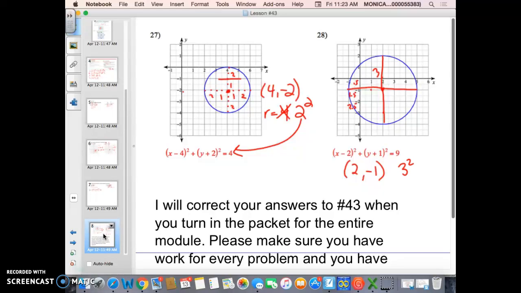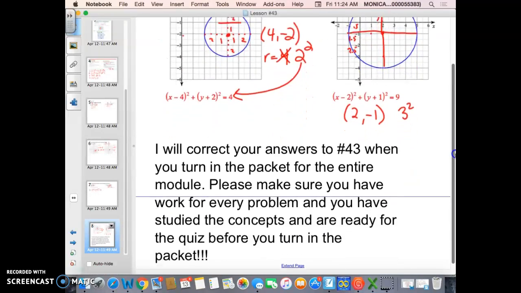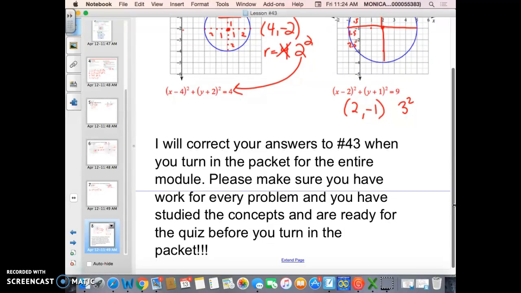Okay. So please make note that I am going to correct your answers to number 43 when you turn in your packet. So I would make sure that you have work for every single problem. And then in number 43, before you turn it into me, I would get with a friend and have you and your friend go through each question and see if you got the same answers. And if you didn't, you might want to ask me or somebody else if they know where you might have made your error. See if you can find it yourselves, and if you can't, then let us know and we can find your error.